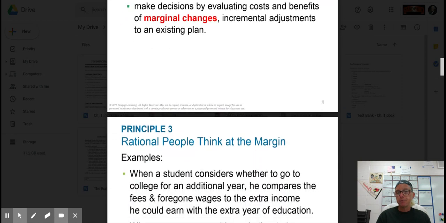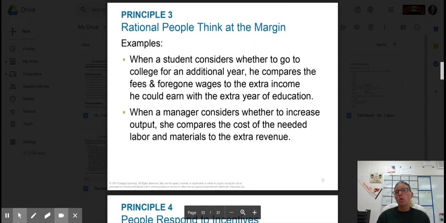So some examples could be when a student considers whether to go to college for one more year, that marginal change, one more year, they're going to compare the fees and foregone wages to the extra income they would earn for an extra year of education. First, a lot of you, I'm sure, have heard of this: once you get your bachelor's degree, you could either go out in the workforce or spend one more year in college to get that master's degree. So while you're deciding what you want to do, do you need that one extra year? Will it make that big of a difference?